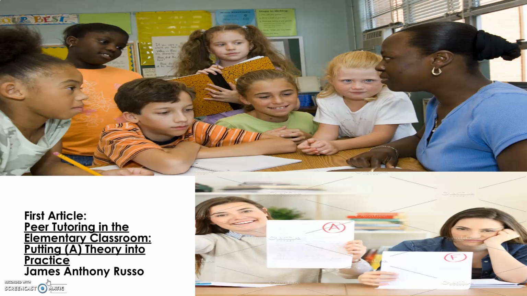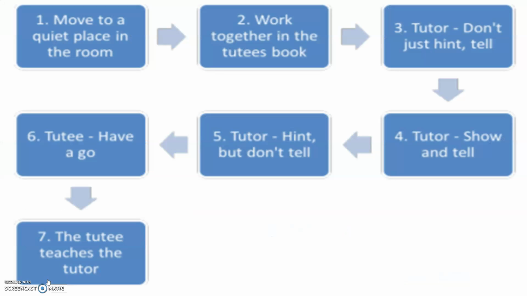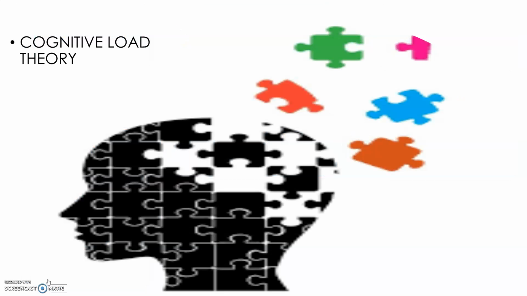This framework starts with the tutor and tutee moving to a quiet area. They work in only one book. The tutor goes through and tells the tutee what they're doing. They then show the tutee what they're doing. They allow the tutee to do some of the work on their own. The tutor gives hints but doesn't give the answers away. Then the tutees can do it all on their own, and therefore the tutor is learning from the tutee.